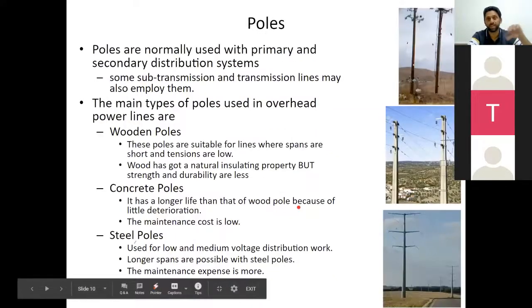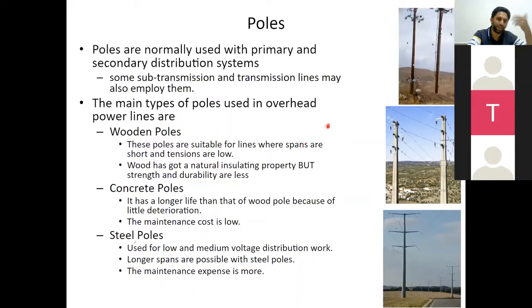Now we will see what the different types of supports are. Until now I was talking to you about towers, but support is not only tower. One type of support is tower. Support is first divided into 2: one is poles, the other is towers. Pole is used for distribution, not for transmission.